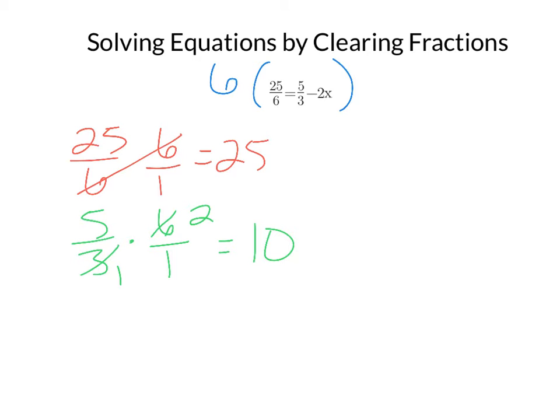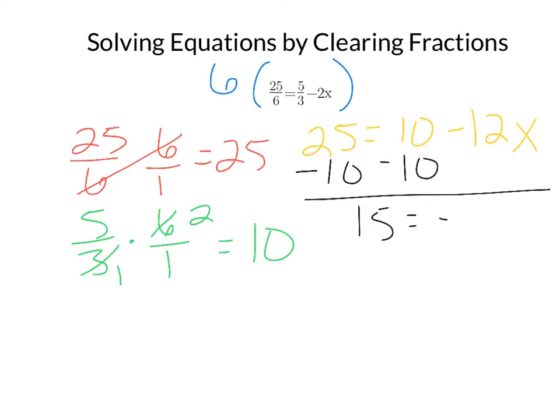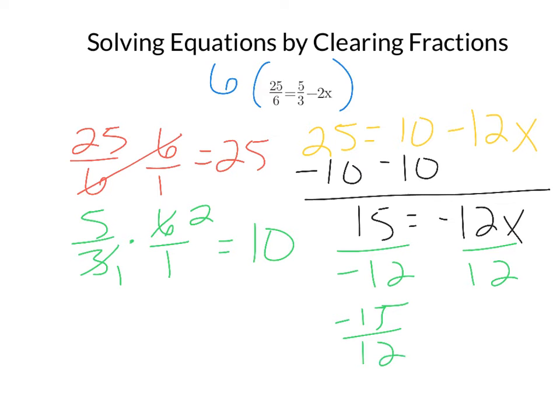So I can rewrite the equation as 25 equals 10 minus 12x. Now that looks a lot simpler to solve. I'm going to start off by subtracting the 10 from both sides of the equation to get 15 equals negative 12x. And then I'm going to divide both sides by negative 12 and get negative 15 twelfths equals x. Remember to simplify your fraction. It's okay to leave your answer as an improper fraction, but it should be in simplest form. 15 and 12 are both divisible by 3, so I can reduce it to negative 5/4.